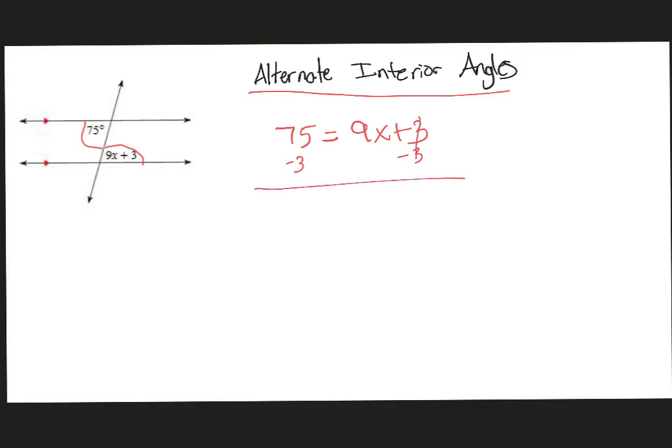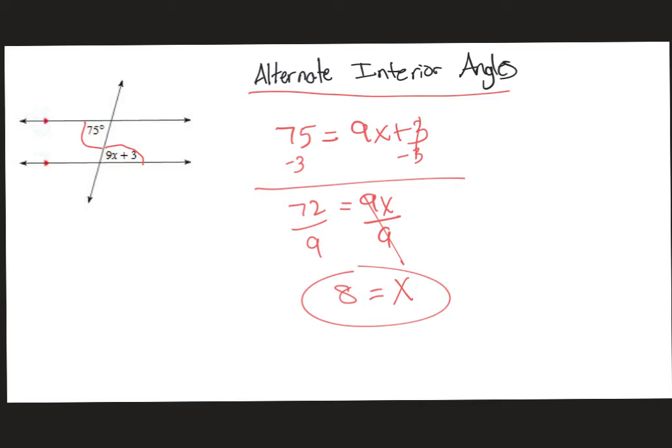So I'm going to subtract 3 on both sides. This is going to give me 72 equals 9x. Divide by 9 on both sides. x is going to equal 8.